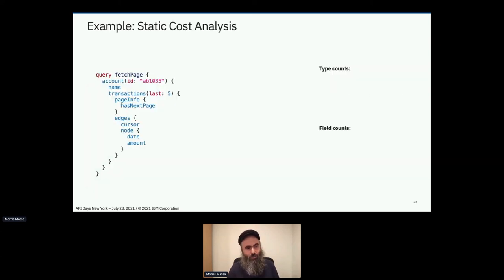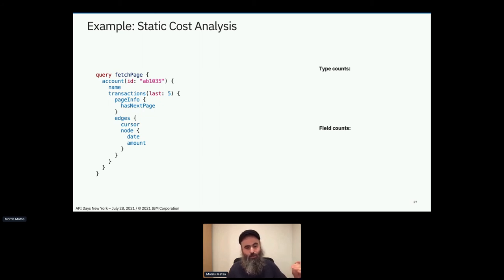So here we've got a query on the left-hand side. I'm asking for my account, for my mobile banking app. I want to know my account, and then I want the account's name. I want the last 5 transactions, so I can see the most recent stuff. I want to know whether there's another page of transactions, so I need a next button or allowing scrolling. And then for each of these 5 transactions, I'm going to want its date and its amount.